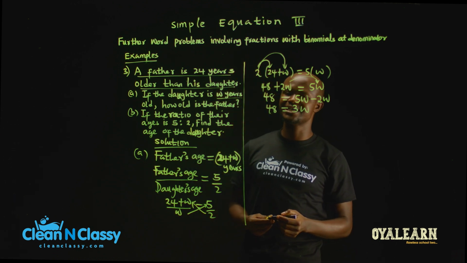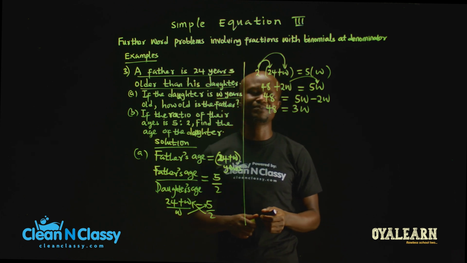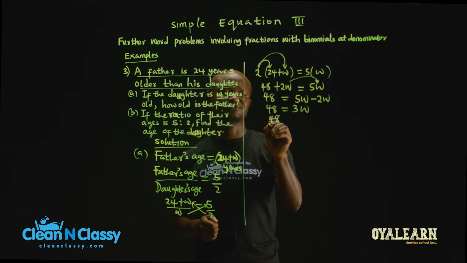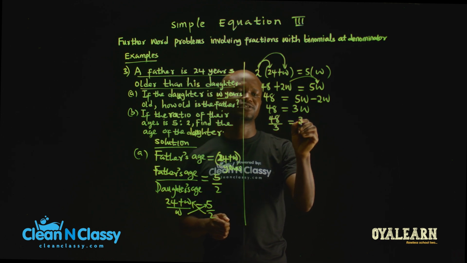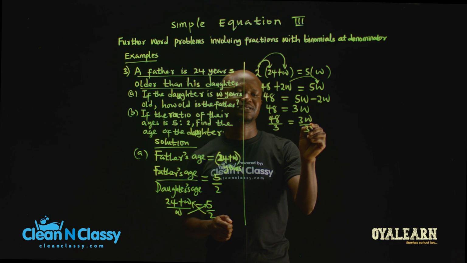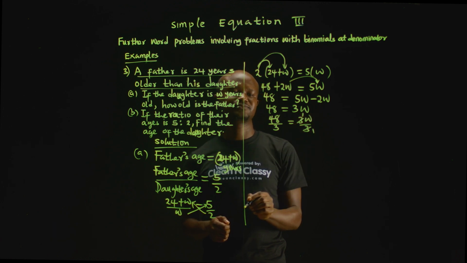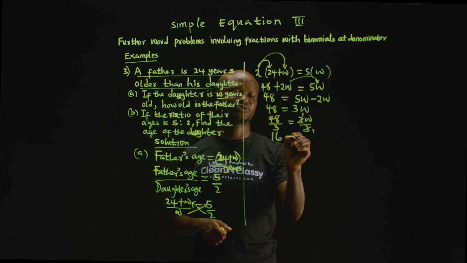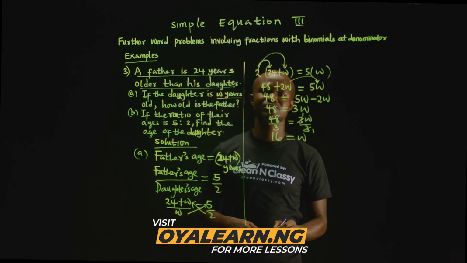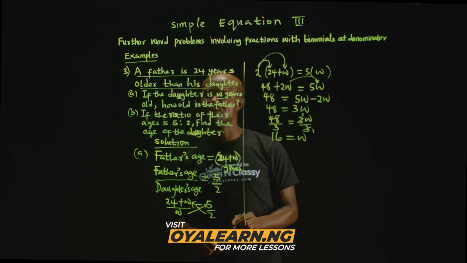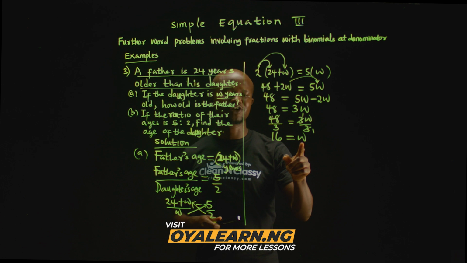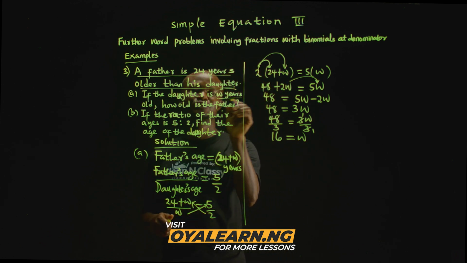The next thing for us to do is to divide both sides by 3. Dividing both sides by 3, what do we have? 3W divided by 3, 3 here 1, 3 here 1. 48 divided by 3 will give us 16. So W equals 16. And what are we asked to find? Find the age of the daughter. And the age of the daughter represents W.